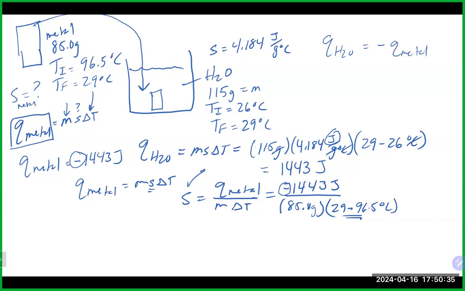You will obviously get the same numerical value if you just take the difference, but you might end up with a negative specific heat capacity, again, if you don't keep track of those signs. So we'll divide this by 85. We'll divide it by 29 minus 96.5. And we're going to get a specific heat capacity of 0.25 joules per gram per degree Celsius as the specific heat capacity of our metal.